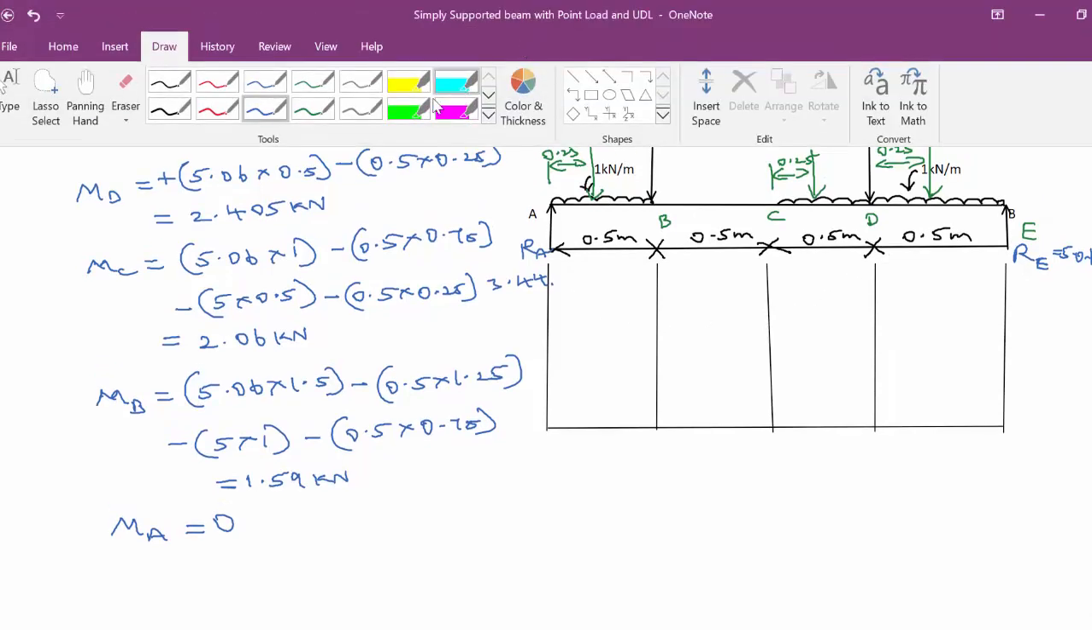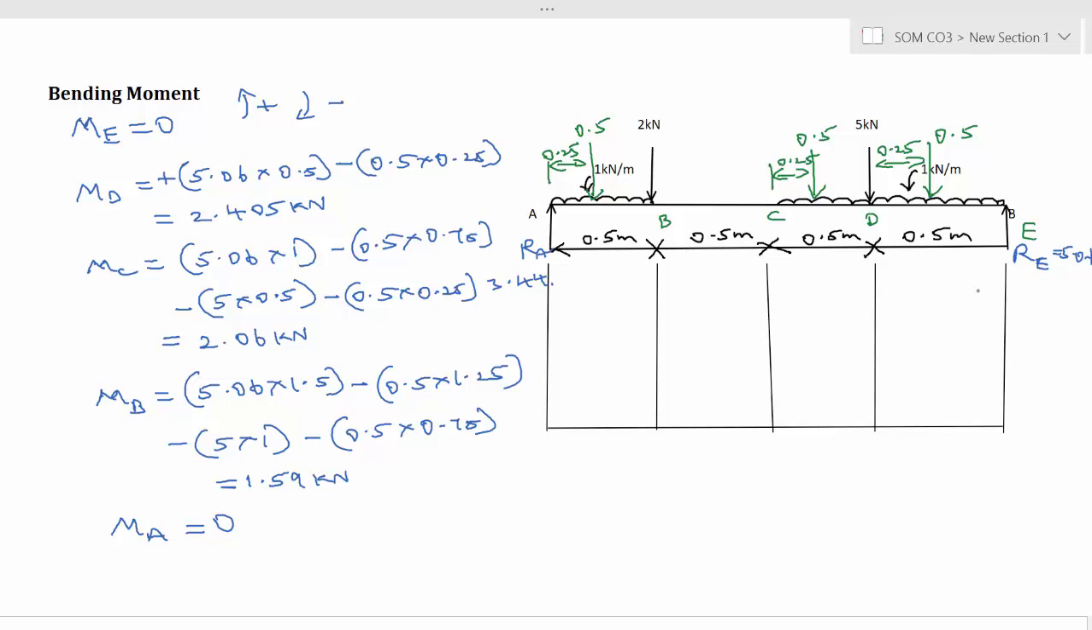So now we'll draw the bending moment diagram. So we'll start from point E. At point E, the bending moment is 0. At point D, the bending moment is 2.405. And at point C, it is 2.06. And at point B, it is 1.59. And at point A, it is 0. So this is A, B, C, D and E.